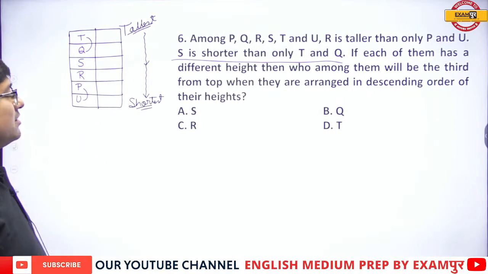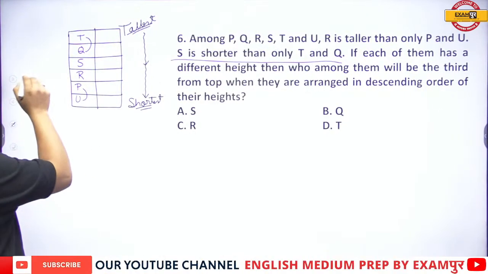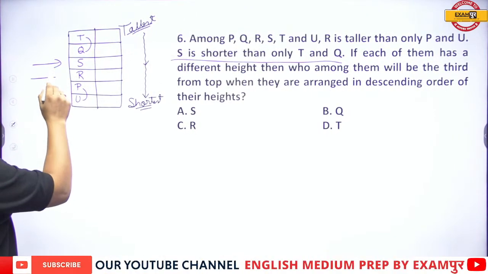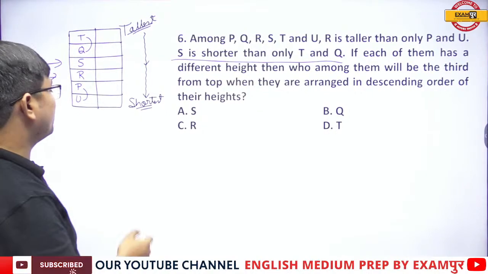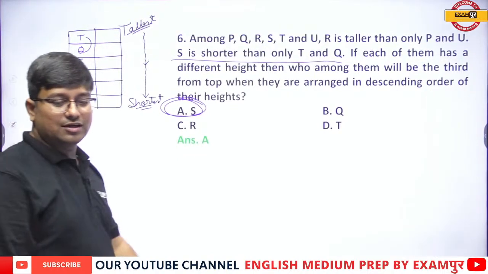If each one of them has a different height, then who among them will be third from the top? See, third from the top and fourth from the top are fixed. Third from the top is S. Answer is option number A, that is S.